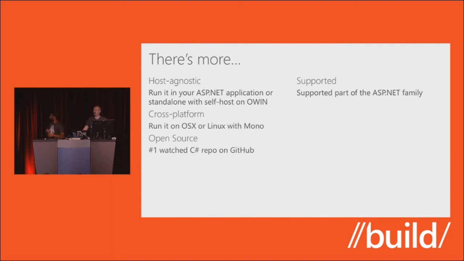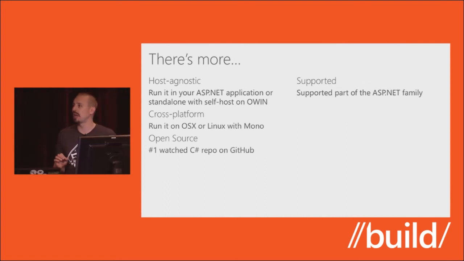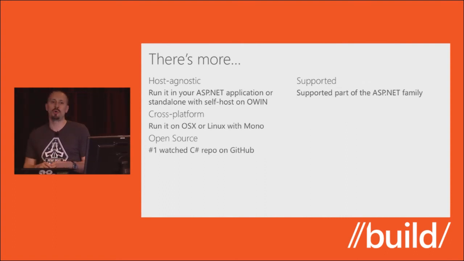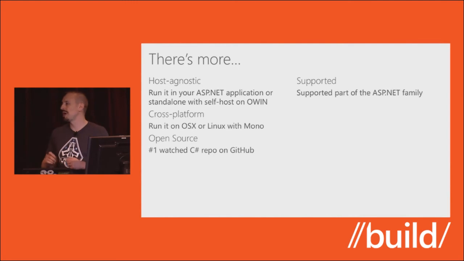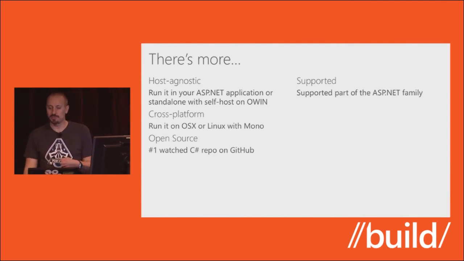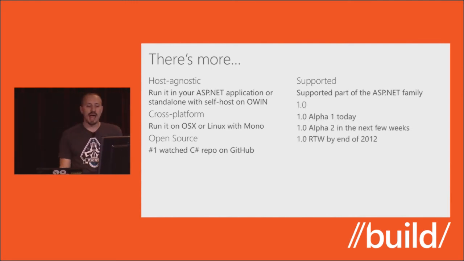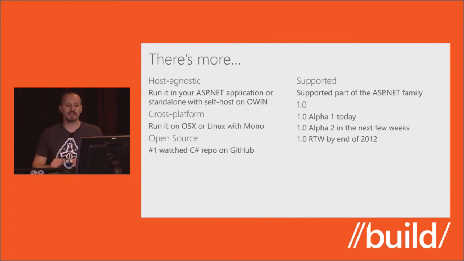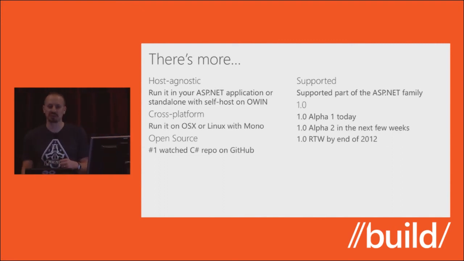We are a supported part of the ASP.NET family, or I should say we will be when we hit 1.0. I mean, we're still in alpha today. You can go out to NuGet as of today, install SignalR 1.0 Alpha 1, and once it hits 1.0 RTW, you will be able to get support. It's part of the ASP.NET product suite now. And speaking of 1.0 Alpha today, we will do an Alpha 2 in a couple of weeks. We're going to do a 1.0 RTW by the end of the year is our current target.